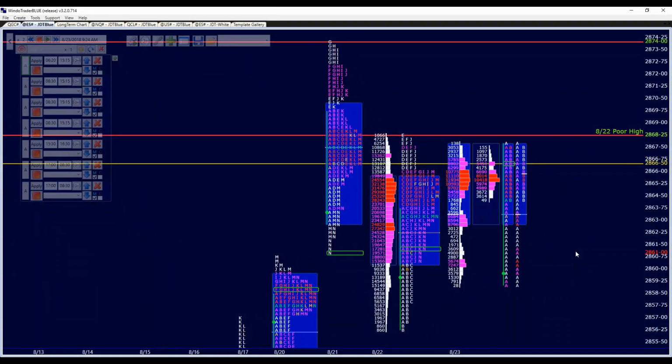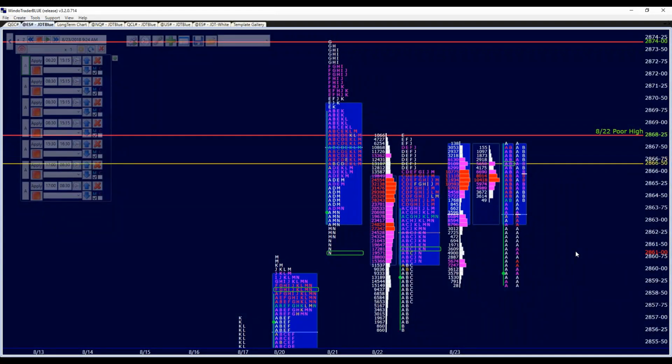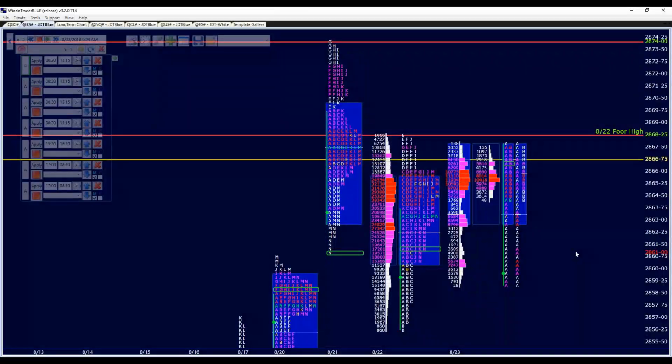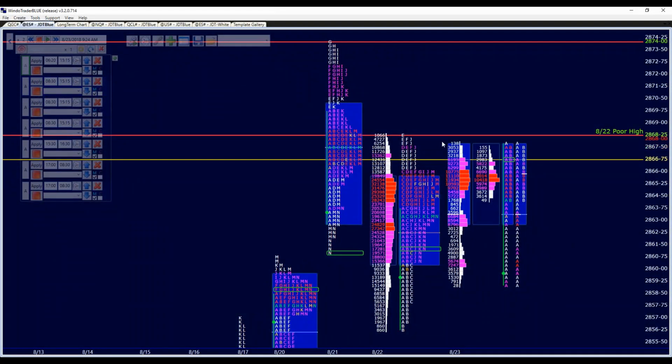Once again, poor high means there's no excess, no single prints. It takes 2 single prints to qualify as excess. A weak high or low is because the market is within 1 tick, either above, below, or exactly at a visual reference. And we're not there yet, but we'll watch and see what happens today as this market goes on.